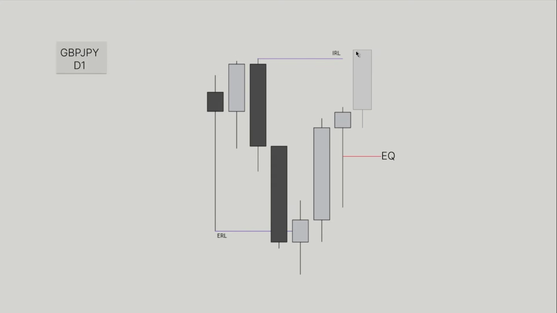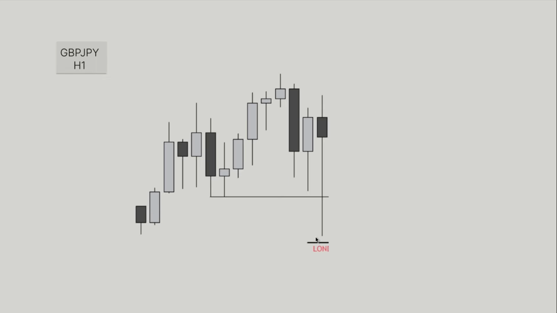As always, I marked out the equilibrium of the previous day's candle, expecting that level to hold as support for price to continue higher. From there, we dropped down to the 1-hour chart to look for trade opportunities that align with this higher time frame idea. On the hourly chart, during London session, price took out an internal old low and then gave a reversal.